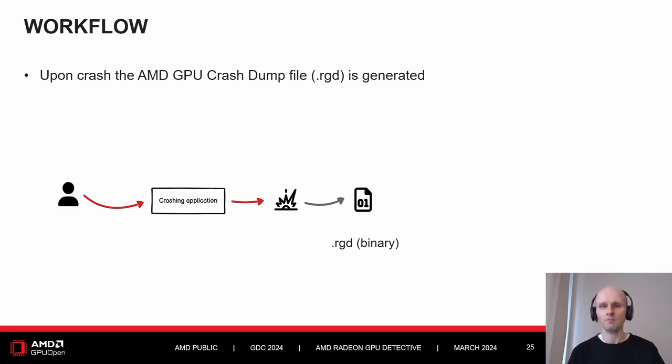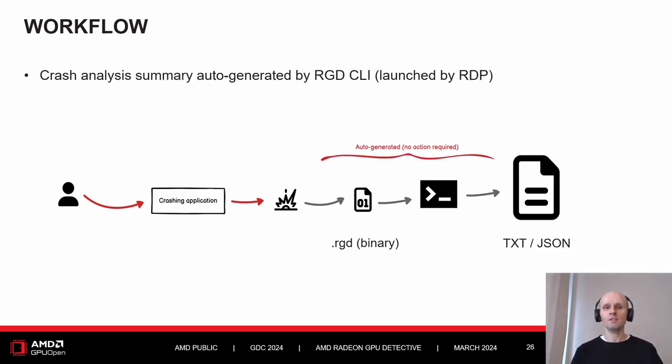and find the culprit. When the RGD crash dump file is generated, a report in text format also gets auto-generated using the RGD command line tool. This happens under the hood, launched by Radeon Developer Panel, but we can also use the RGD command line tool manually to generate a report in a machine-readable JSON format, or to include additional details by passing extra command line parameters.